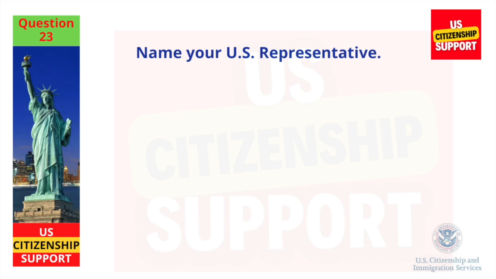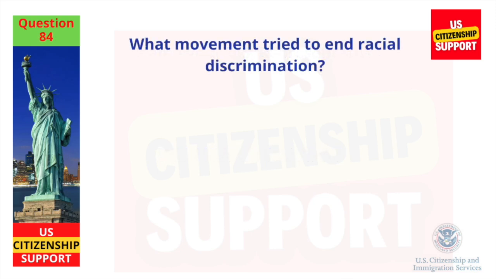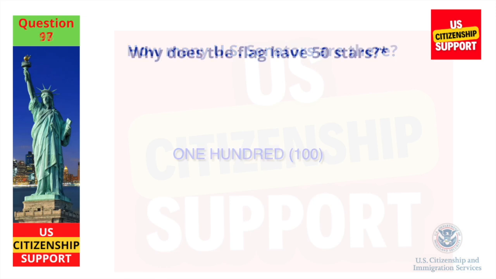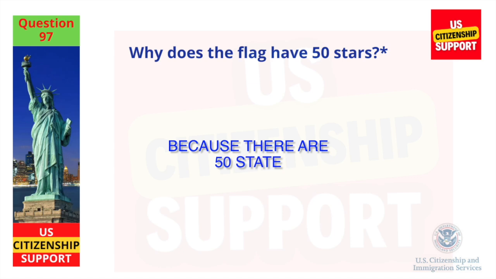Name your U.S. representative. What movement tried to end racial discrimination? Civil rights movement. How many U.S. senators are there? 100. Why does the flag have 50 stars? Because there are 50 states.